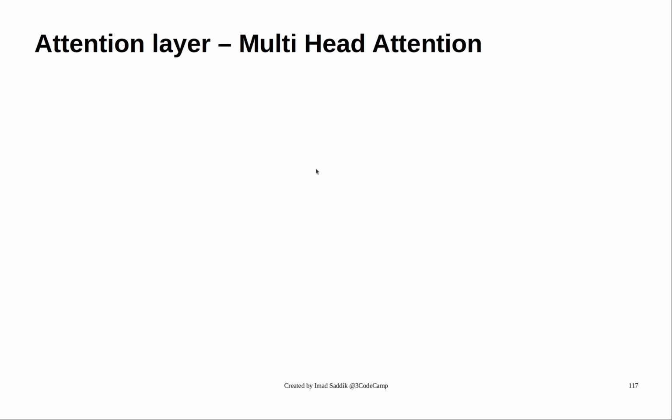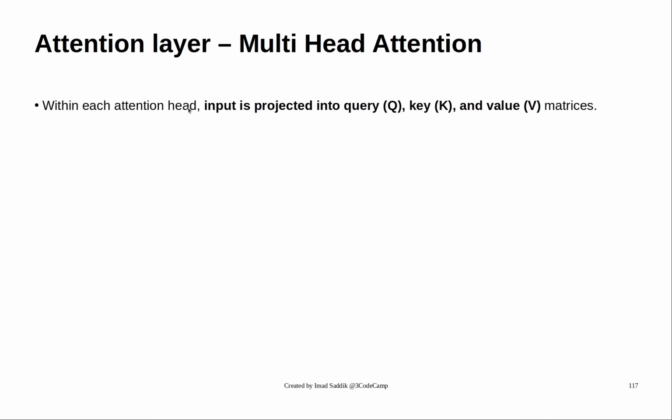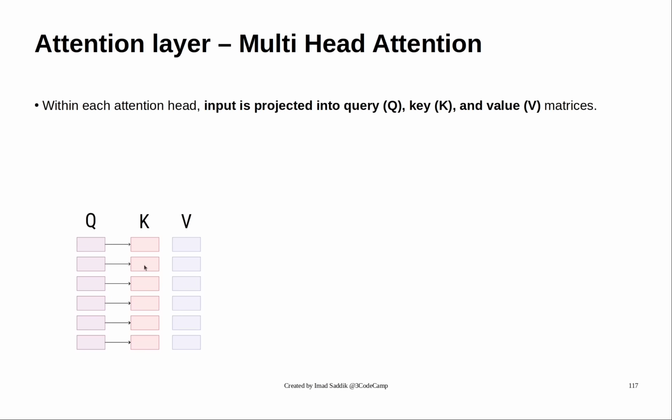Now, let's zoom into the attention layer. Within each head, the input is projected into three matrices. We have the query matrix, the key matrix, and the value matrix. This diagram contains 6 heads. The first head contains the 3 matrices that I have talked about.